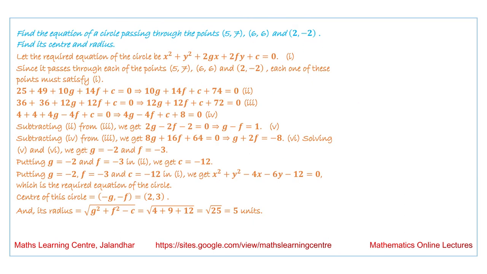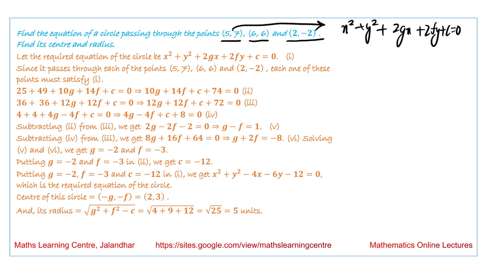Now the next question we have is: find the equation of the circle passing through the points (5, 7), (6, 6) and (2, -2). Suppose the required equation is x² + y² + 2gx + 2fy + c = 0. This equation should satisfy these 3 points.